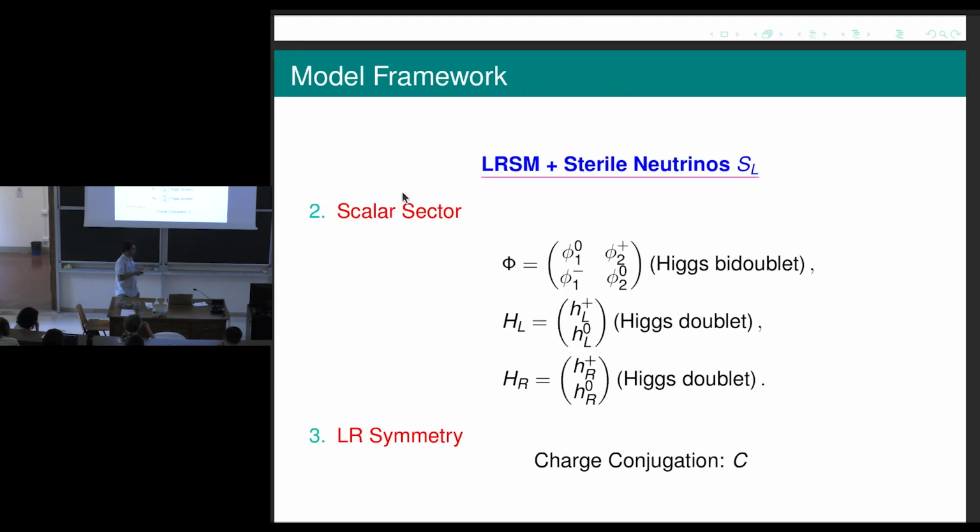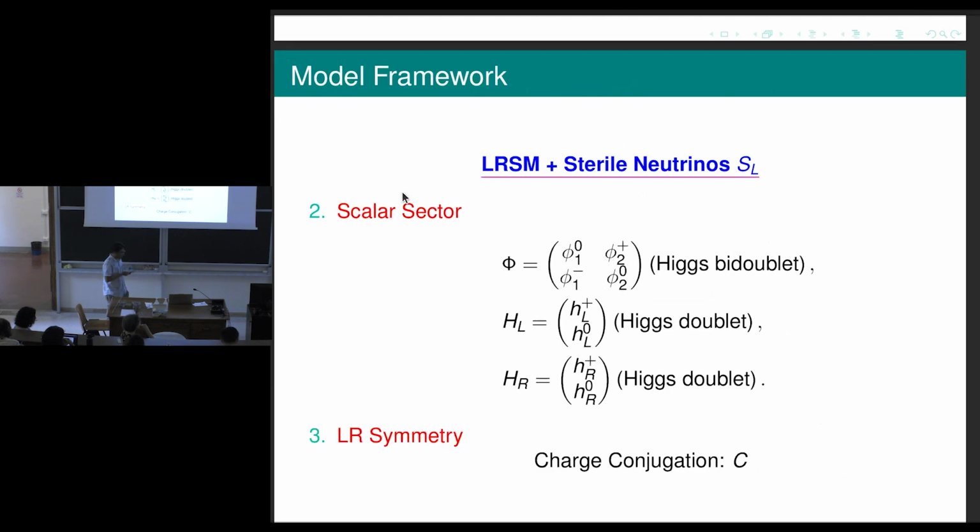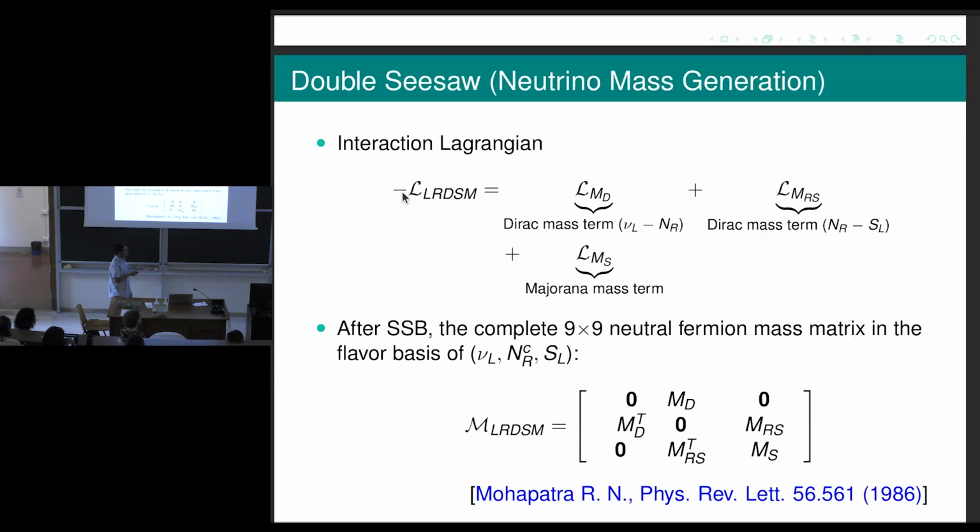Here, if we have only these things, the right-handed neutrinos N_R come in the SU(2)_R part, so we don't have a direct Majorana mass for the right-handed neutrino, and we cannot study leptogenesis. That's why we introduce additional fermions, sterile fermions S_L, and with their help we can get Majorana masses for the light active neutrino, the right-handed neutrino, and the sterile one. For that, we study the double seesaw mechanism.